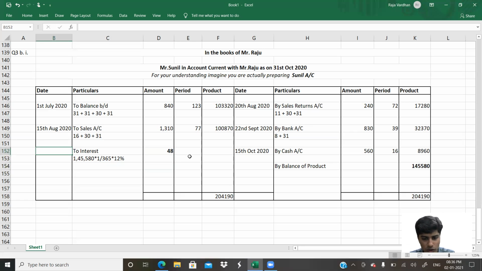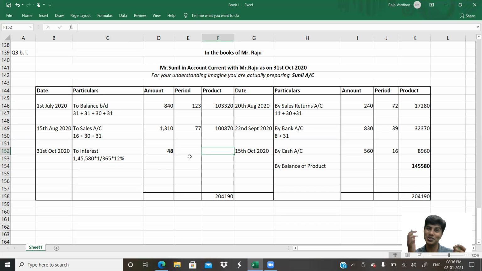This is at the end of the, what date is this, boss? 31st October 2020. Now few smart students will tell, sir, for this interest also we should find the period. Yeah, you can. 31st of October to 31st of October. Period will become 0. Product will become 0.